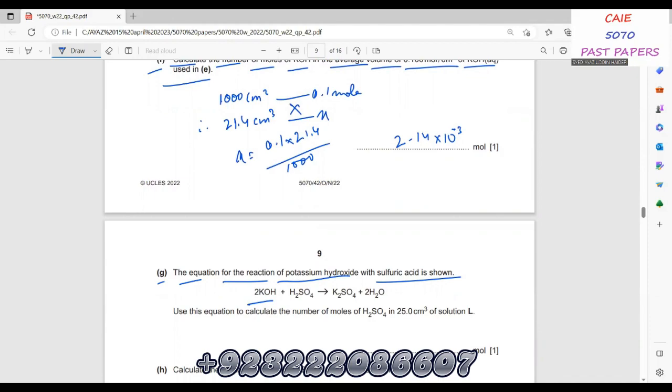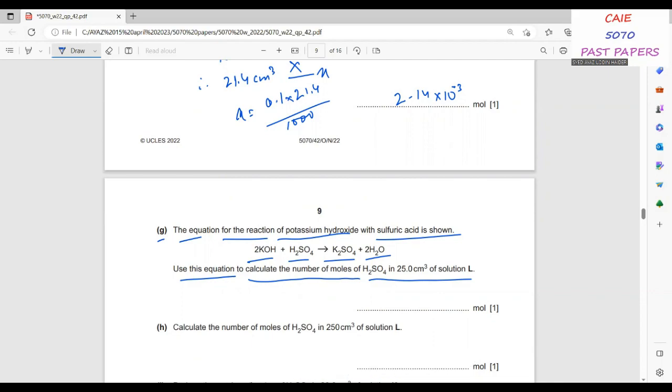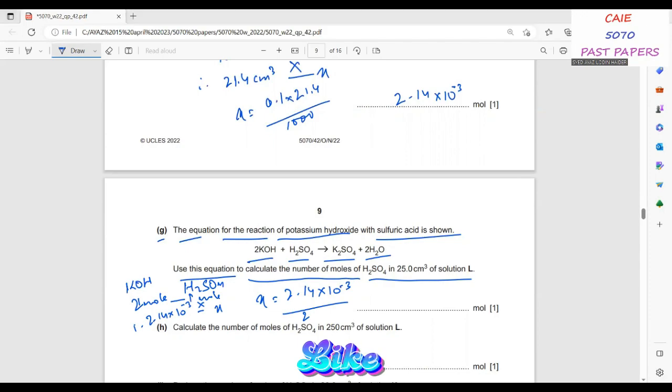The equation for the reaction of potassium hydroxide with sulfuric acid is shown. This is the reaction: 2KOH plus H2SO4 gives K2SO4 plus 2H2O. Use this equation to calculate the number of moles of H2SO4 in 25 centimeter cube of solution L. According to the equation, 2 moles of KOH react with 1 mole of H2SO4. Therefore, 2.14 into 10 raised to the power minus 3 reacts with x moles. So x equals 2.14 multiplied by 10 to the power minus 3 divided by 2. 0.00214 divided by 2, we get 1.07 into 10 raised to the power minus 3.